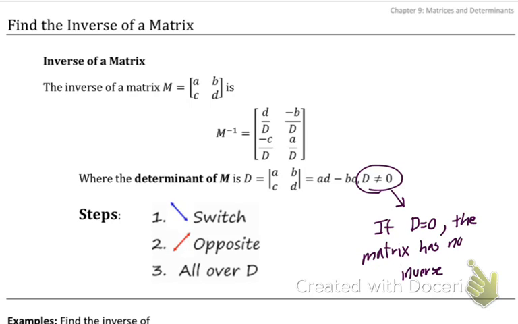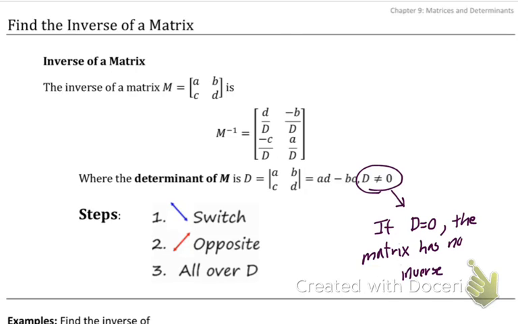If it's on your calculator, it'll come up with some error. If you try to find the inverse, it'll say error, cannot do it. Do something else. So there are matrices that have no inverses out there. And if your D is ever 0, that is one of them that cannot have an inverse.